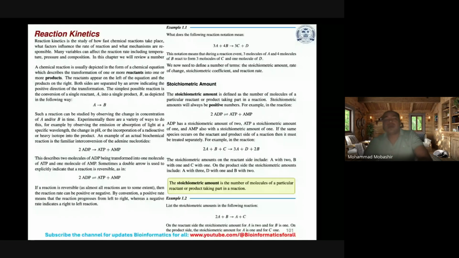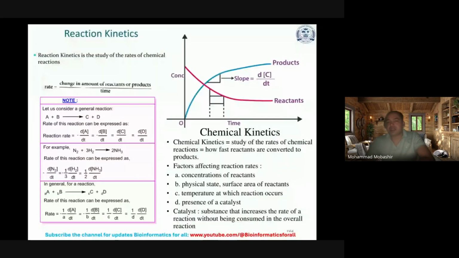Now, what is reaction kinetics? If I just say it in one simple sentence, it is concentration versus time. That is the rate of the reaction kinetics. That's it. But if you want to define it, it is the study of rates of chemical reaction, or how fast the reactants could be converted to the product, or you can also say how fast the products are formed.